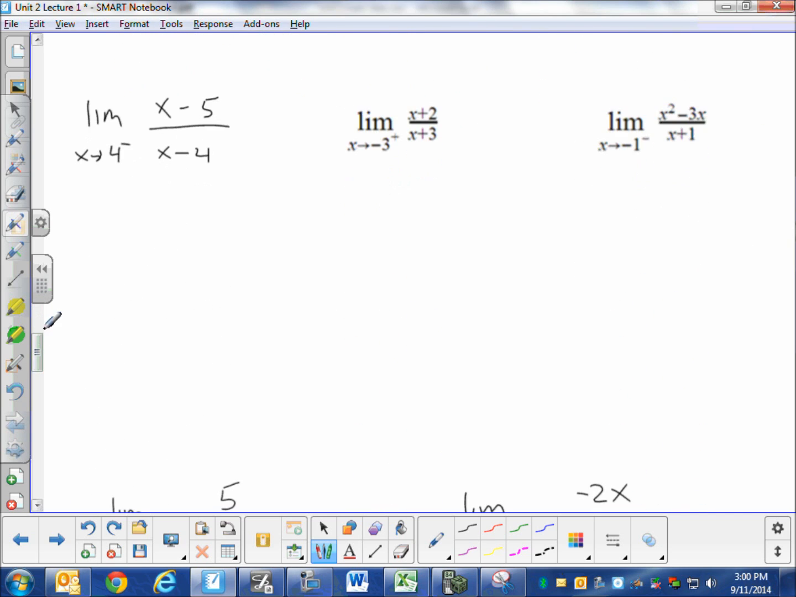All right, I'll do another one. This is a good one to do. So the limit as x approaches 4 from the left of (x minus 5) over (x minus 4).